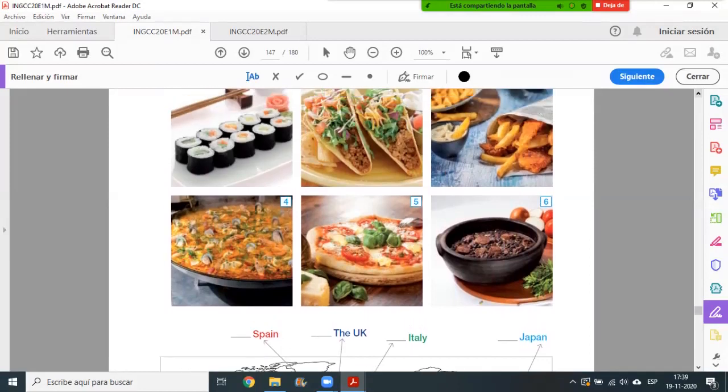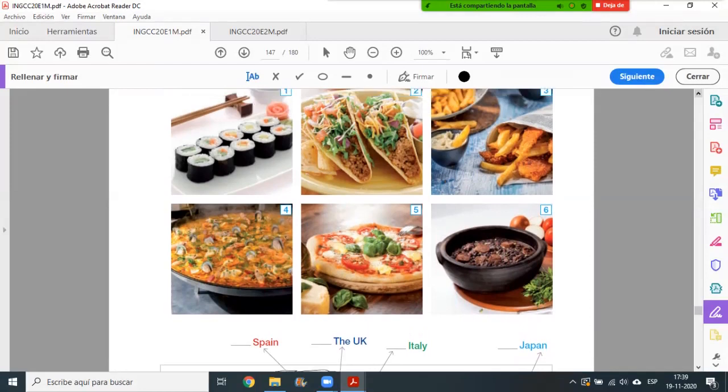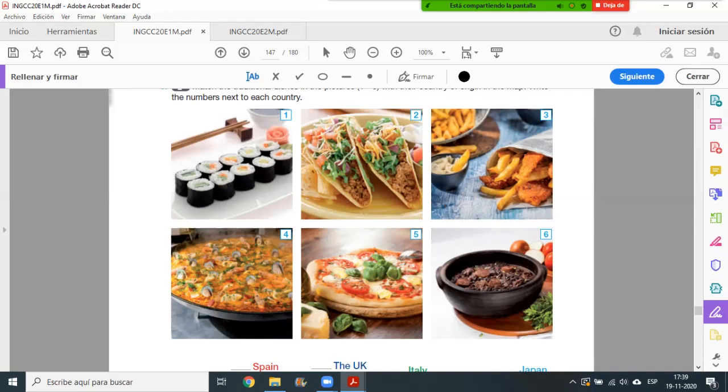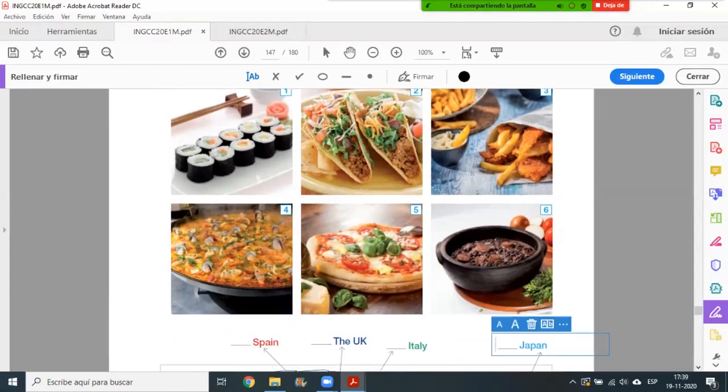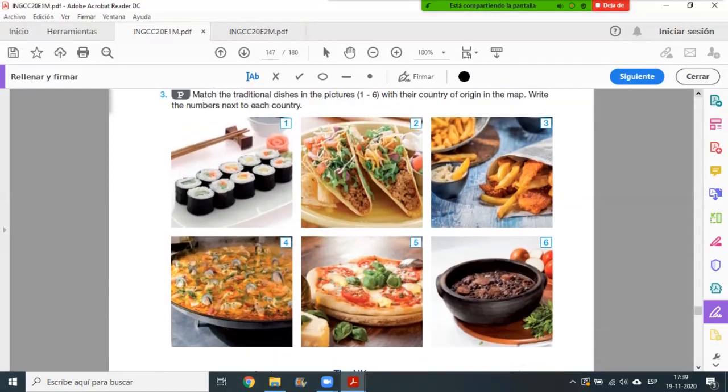First, you have to recognize, for example, here, sushi. Sushi is a very delicious food, and obviously it is from Japan. So here we write the number one. Picture one belongs to Japan. Okay, here we have a kind of tacos. Here we have fried potatoes, papas fritas, with a piece of fish, con trozos de pescado.